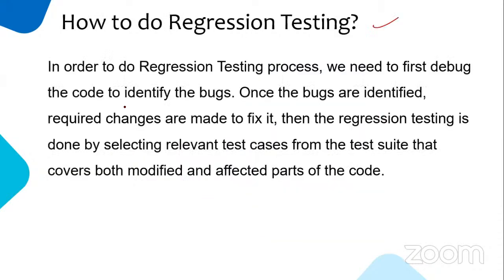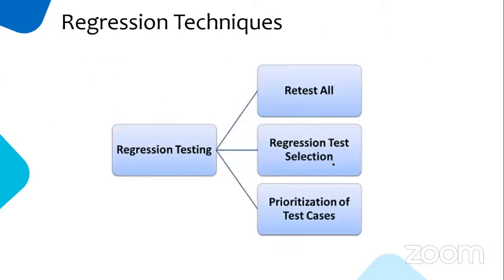Here, we need to first debug the code, identify the bug. Okay, this definition, let it be. Let's understand reality. For example, in one of my old projects, we had 450 regression test cases on an onsite project. 450 automation test cases I needed to execute every week.